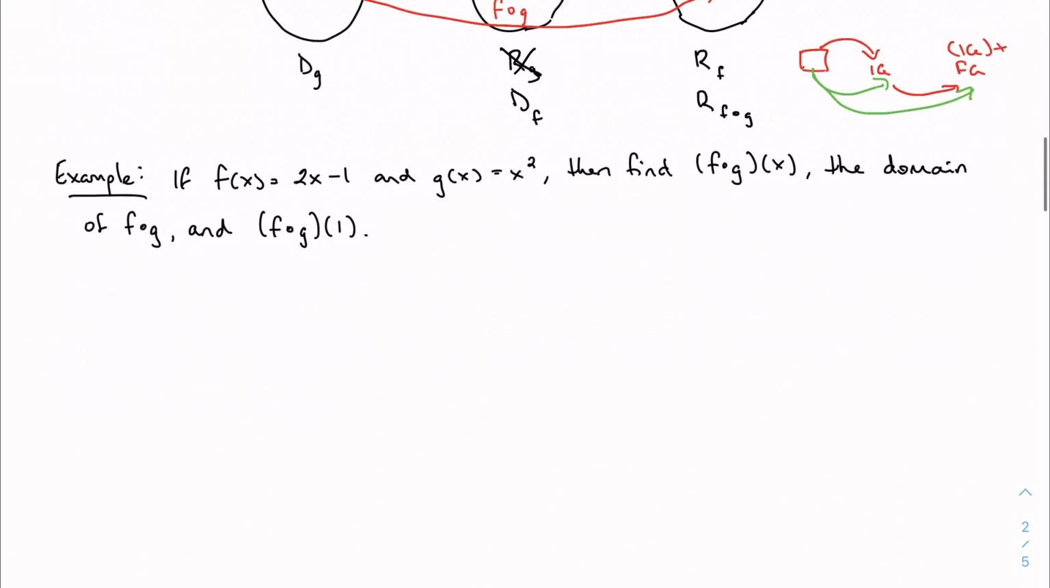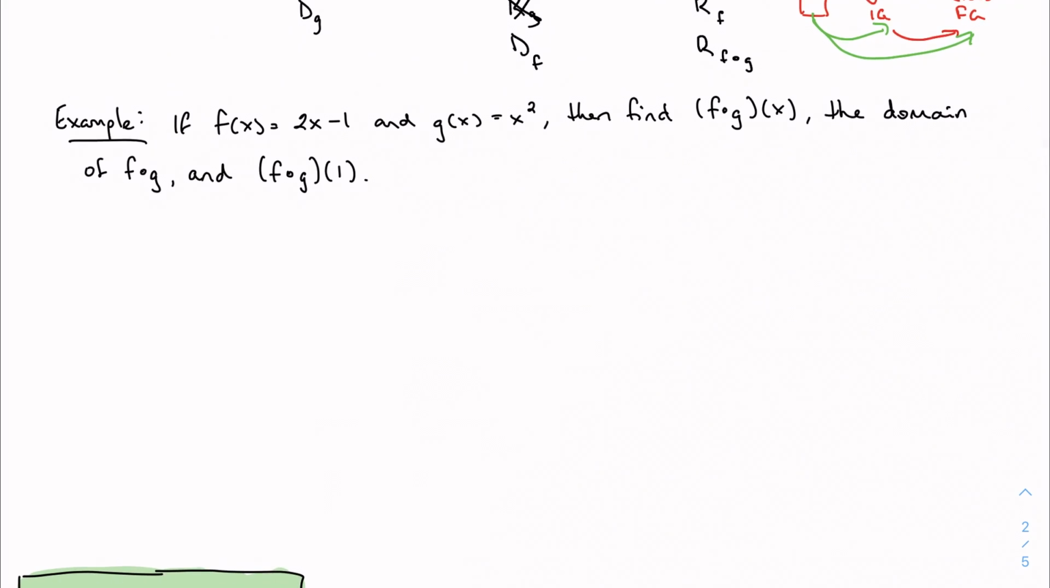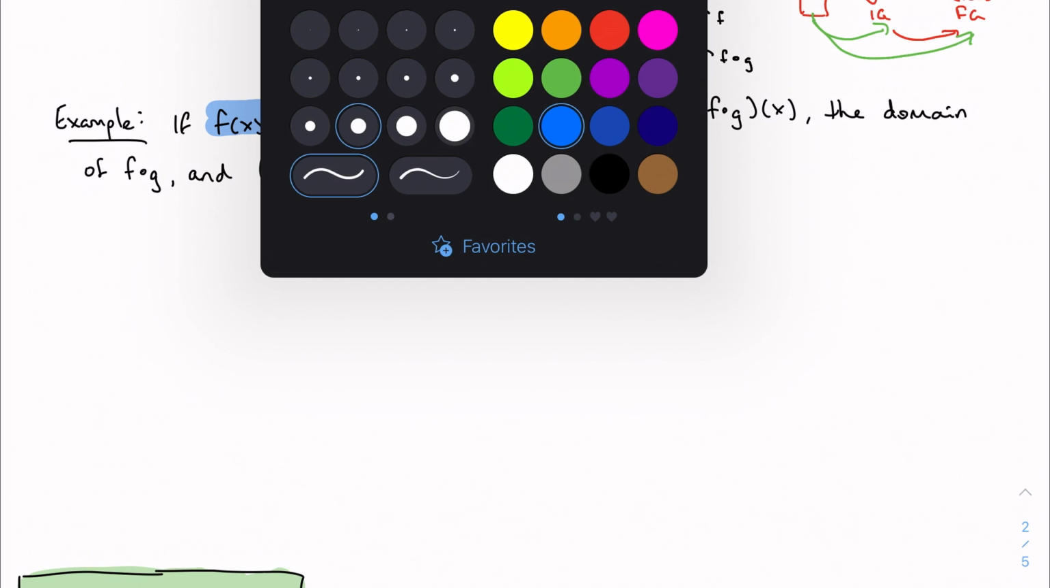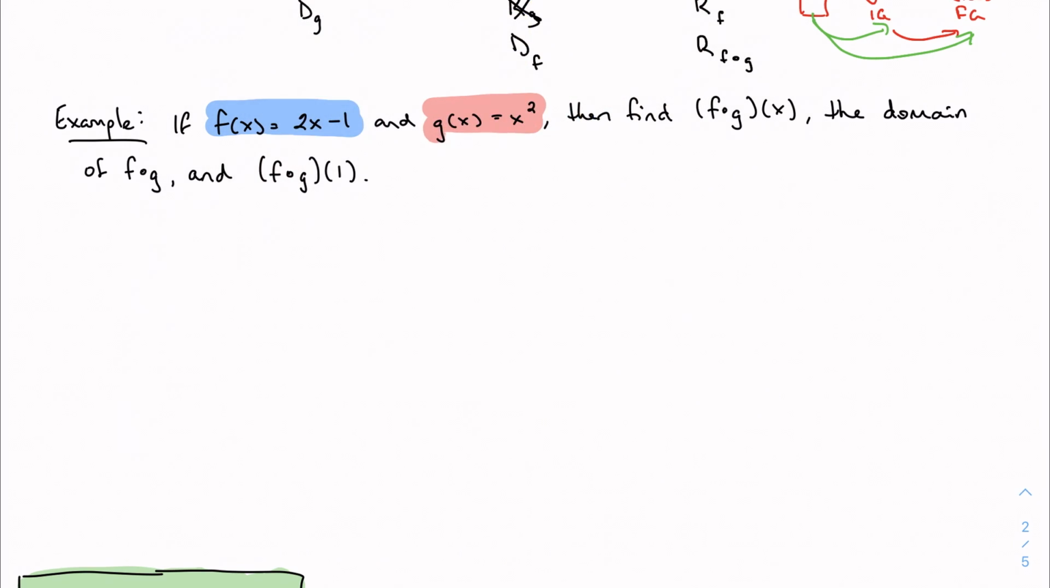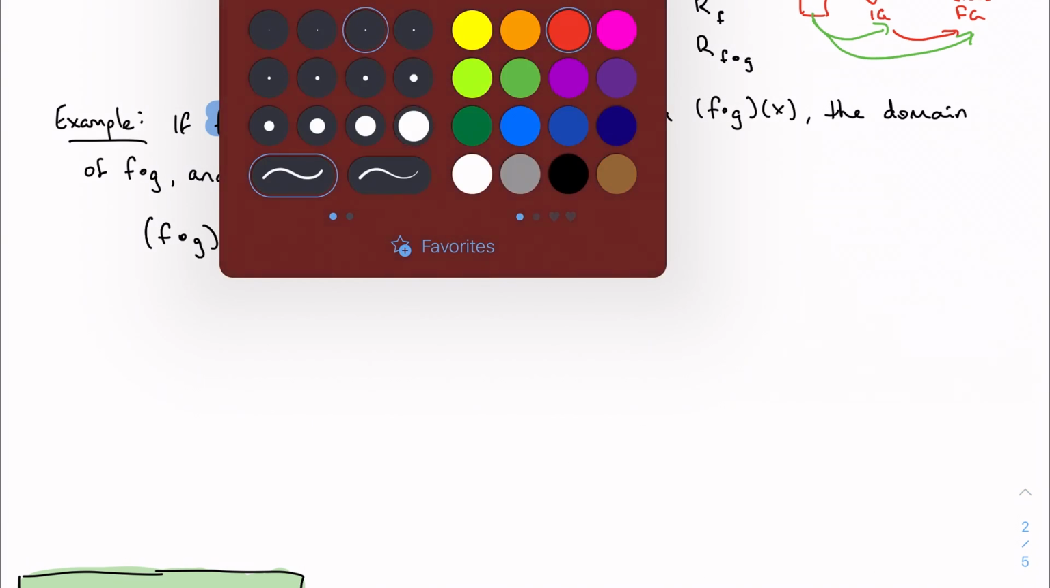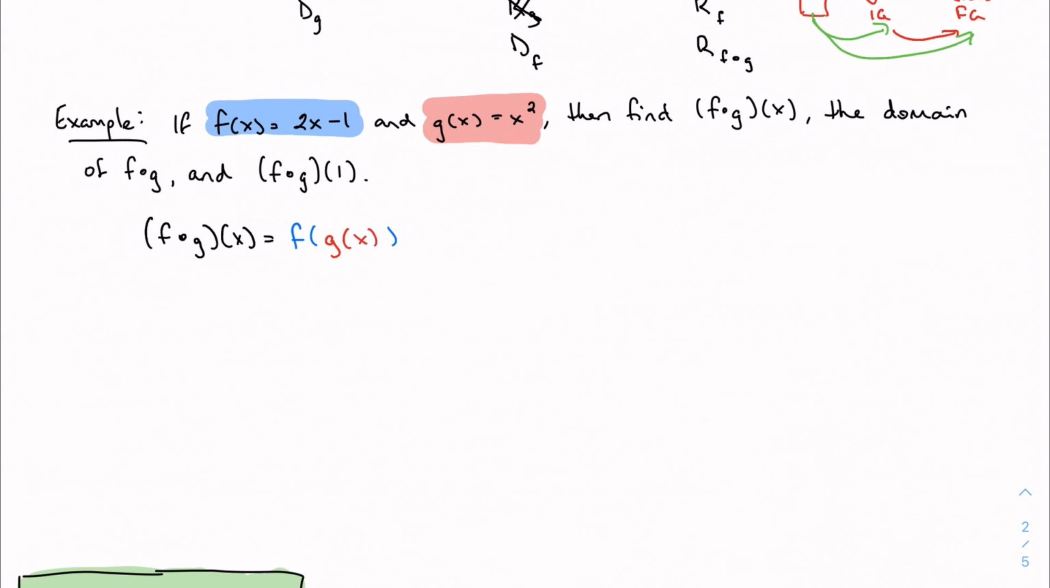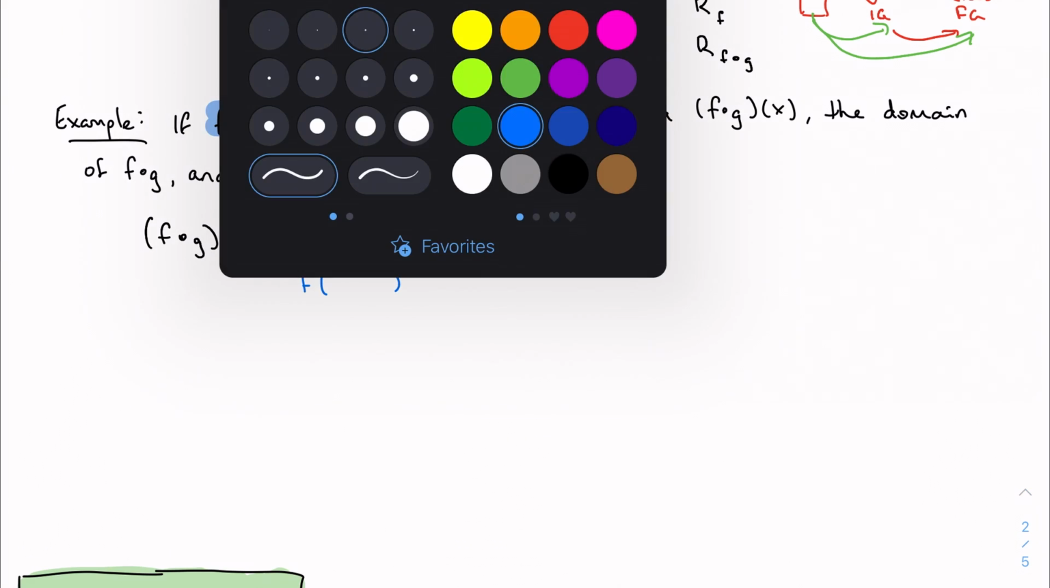So let's look at an example. If f of x, I'm going to color code again, if f of x is 2x minus 1, and g of x is x squared, I want to find f of g of x, the domain of f of g, and f of g of 1. So let's get to work here. F of g of x. The first thing I always like to do is to rewrite it right away using this notation instead. I just find it much more helpful. Well, f of g of x is the same as f of x squared because g of x is just directly equal to x squared.